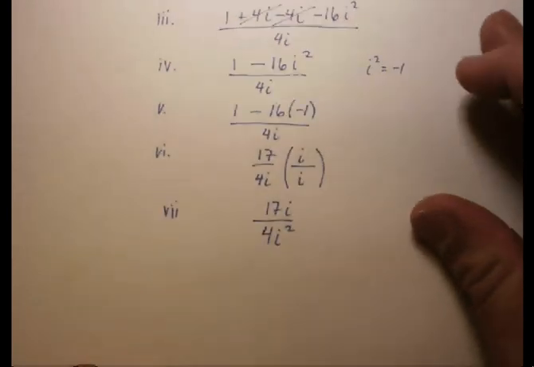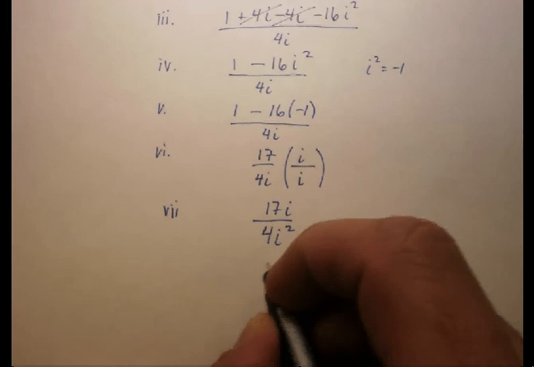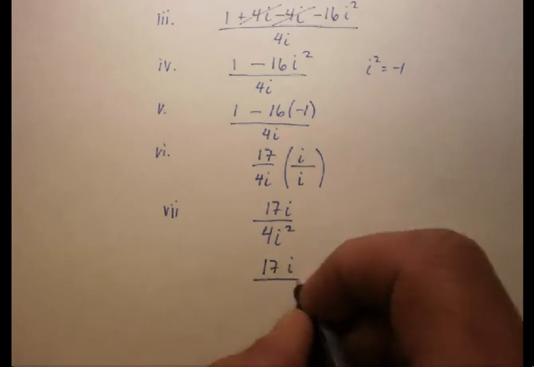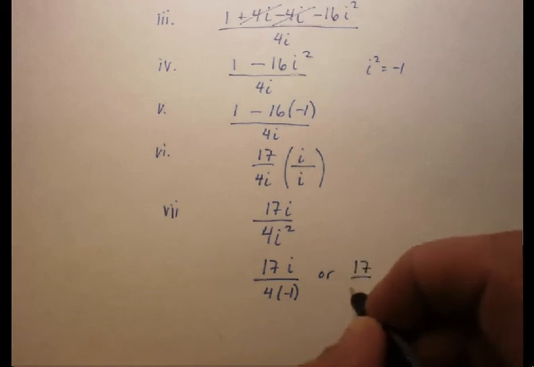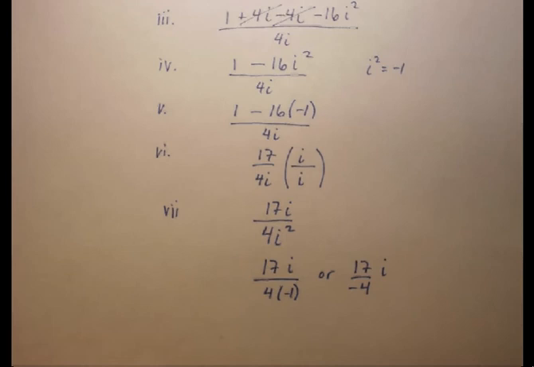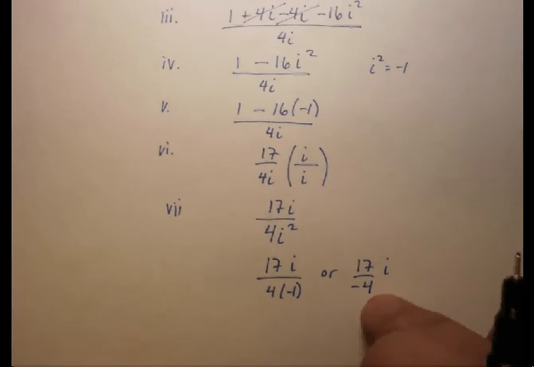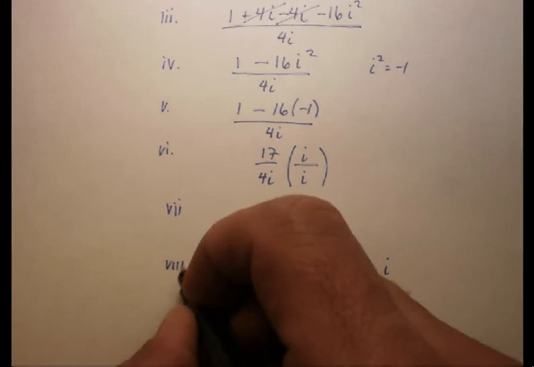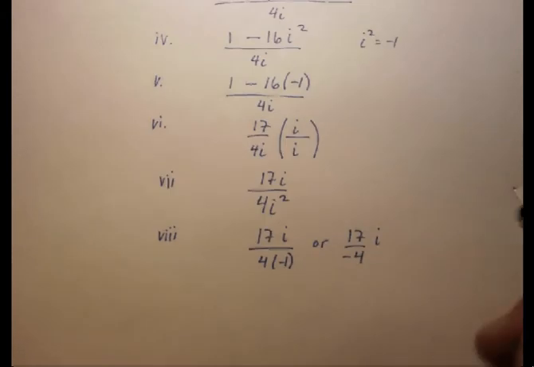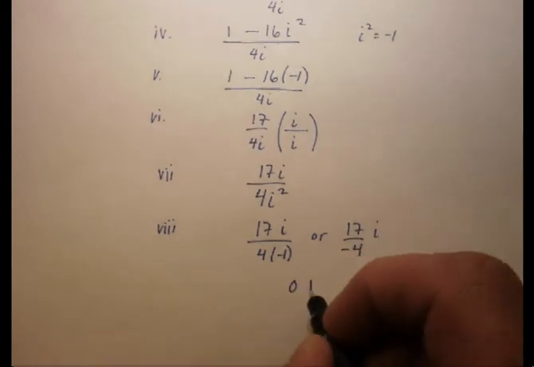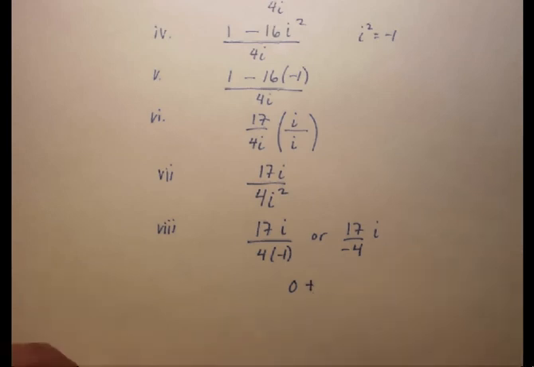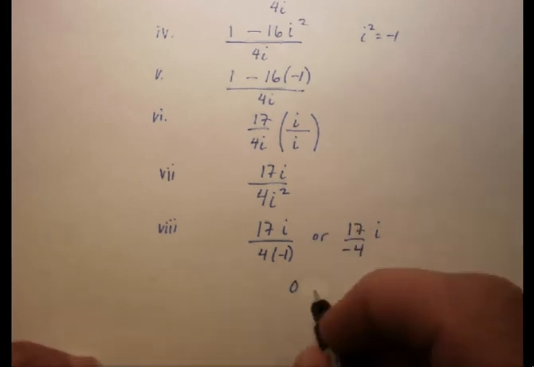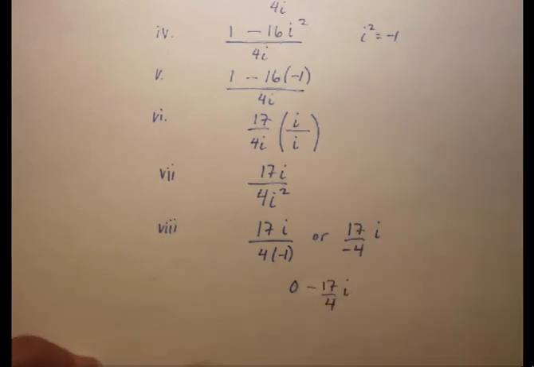Remember what we said, i squared is just equal to negative 1, so now what I've got is 17i over 4 times negative 1, or 17i over negative 4. Now that's actually a perfectly acceptable answer, but if I want to really be exact here, I'm going to put 0 minus 17 over 4 i as my final answer. Okay, I hope that helps.